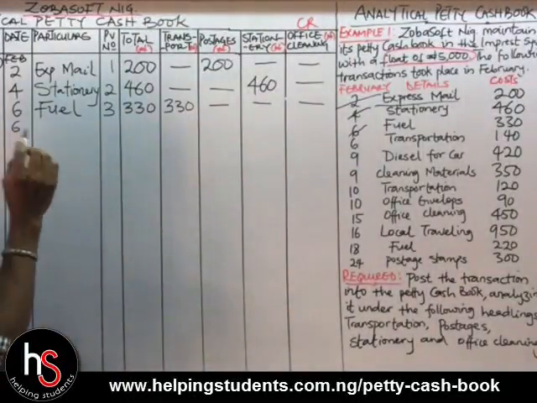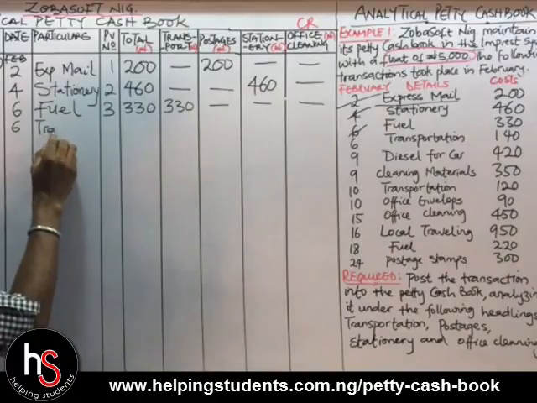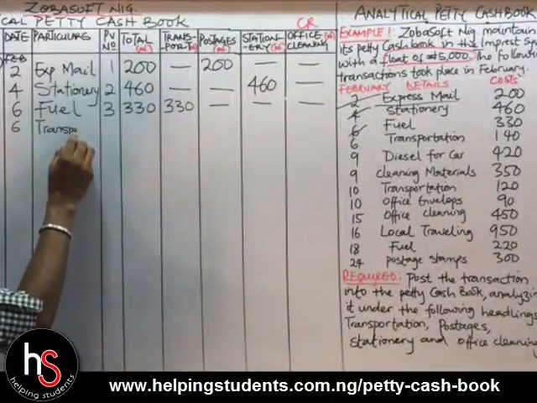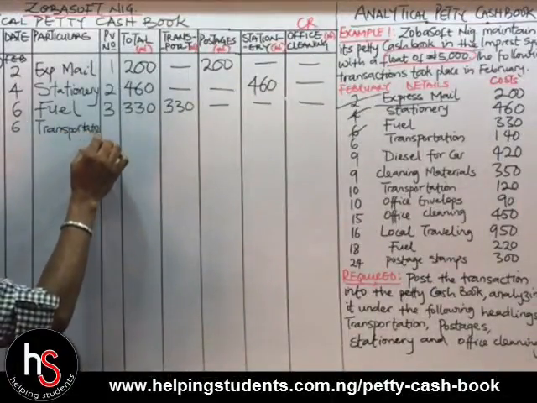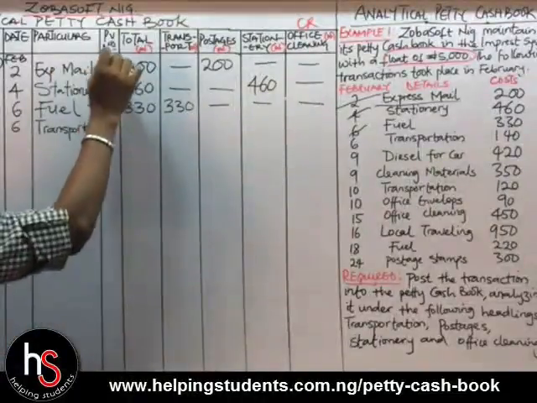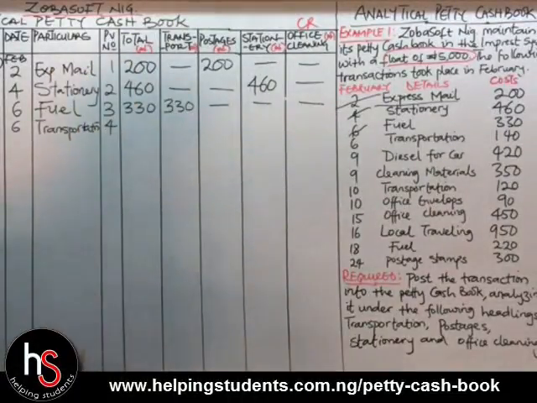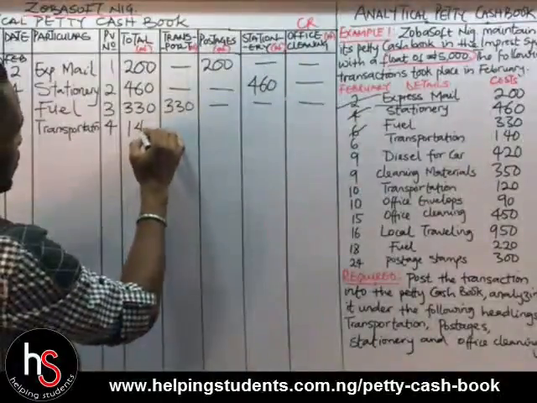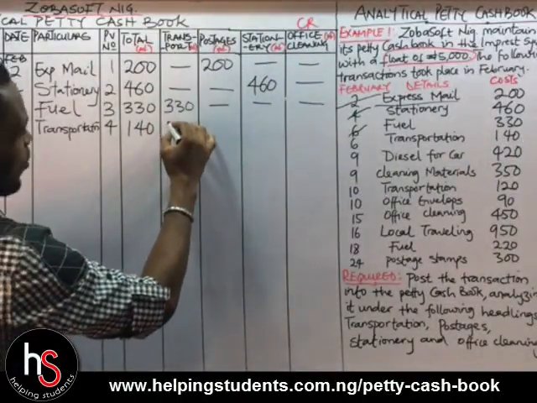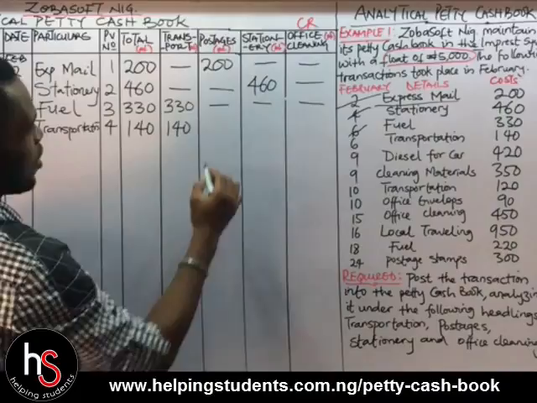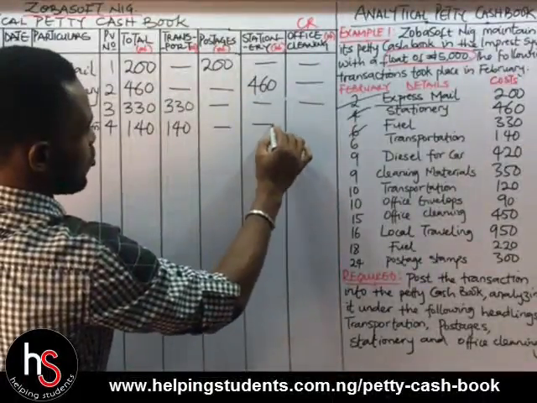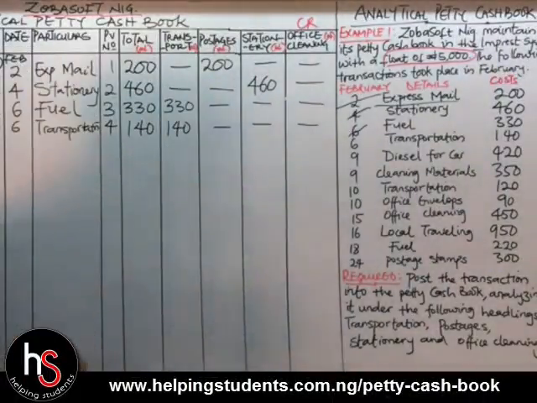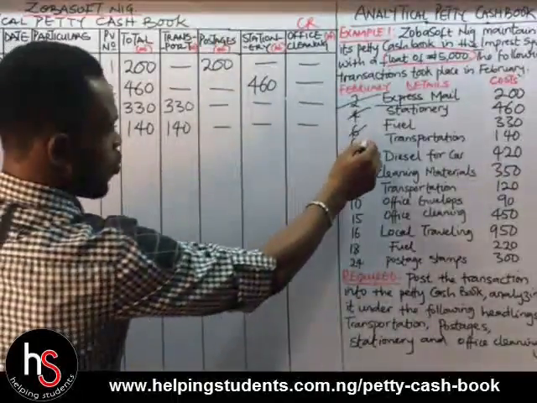Now we have another date on the same 6th. 6th again, we have what? Transportation. So this is for transportation under the particulars. Our PV number is going to be 4. Why is it 4? Because it is the 4th transaction we are recording on this segment, okay? So how much is it? 140. Transportation, so we'll record it here, 140. Postages, no. Stationery, no. Office cleaning, no. We are done with this.